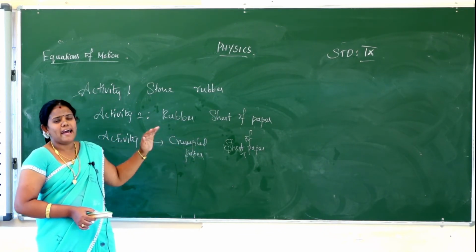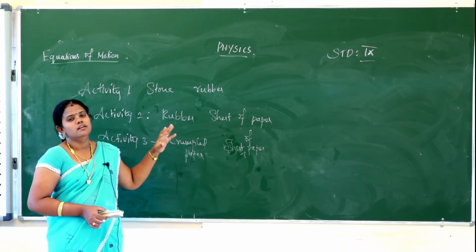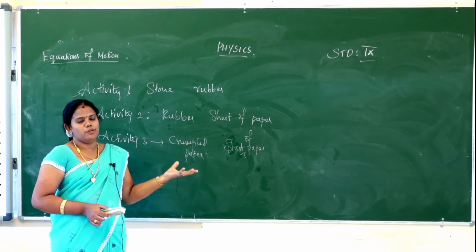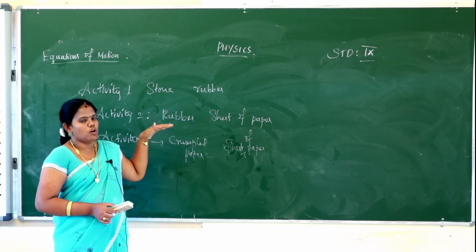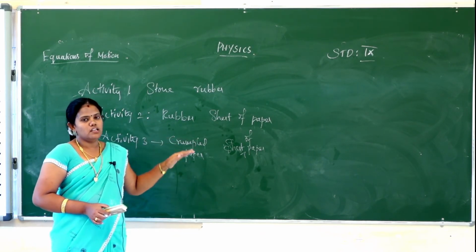Why? The air inside the cylinder is 0, so the air resistance is also 0. So without air resistance, all the objects will fall down easily.